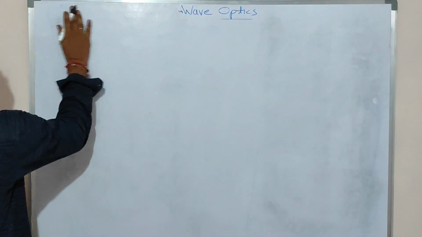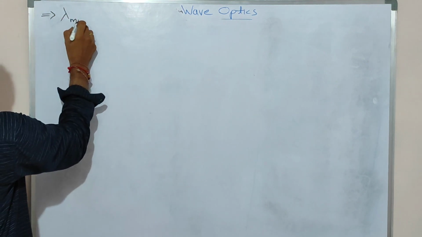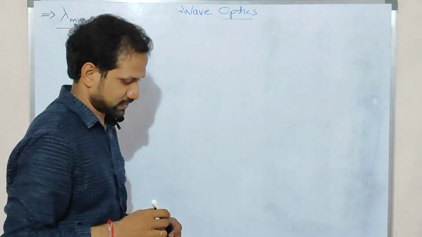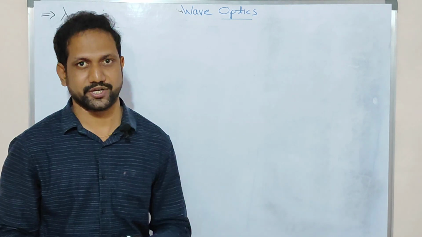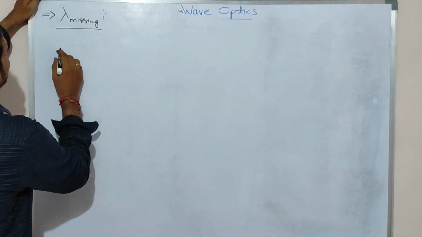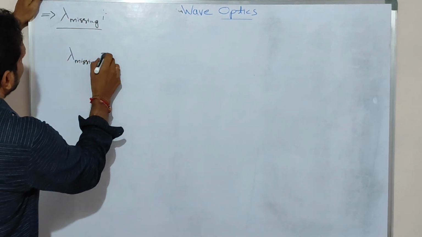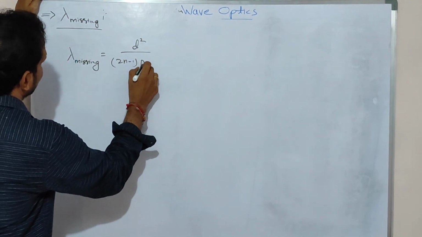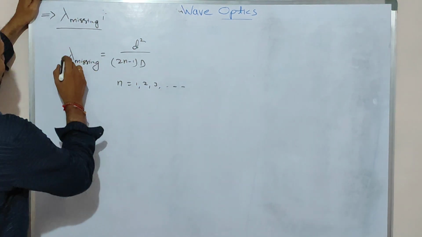Let us see the missing wavelength. This is one more thing. Remember, the missing wavelengths correspond to the dark fringes. The general formula for the missing wavelength equals d square by (2n minus 1) into capital D, where n runs from 1, 2, 3 and so on. I am not giving the proof here.